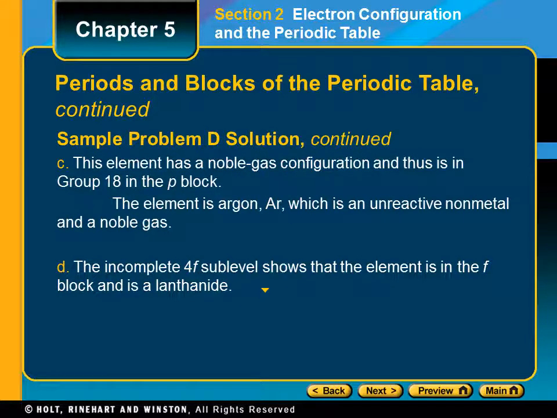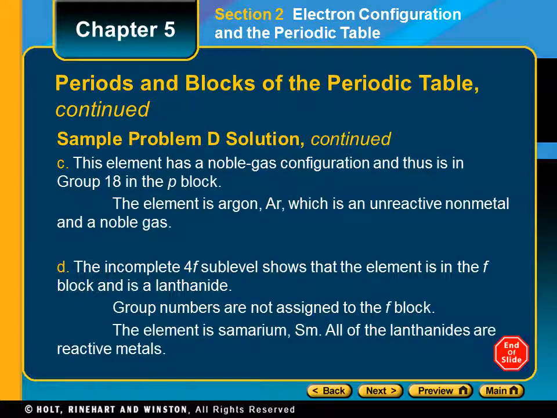And then for D, you've got the incomplete 4F sublevel, which shows that the element is in the F block. It's a lanthanide, and group numbers are not assigned to the F block. The element is samarium. All the lanthanides are reactive metals.